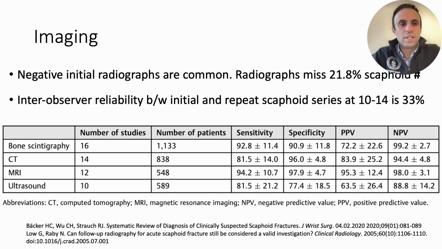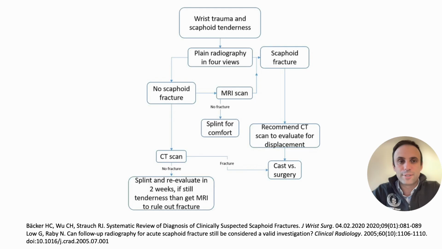And the inter-observer and intra-observer reliability between initial X-rays and those taken as a repeat scaphoid series at day 10 to 14 is only about 33%, meaning bringing a patient back for later X-rays is not a helpful test to undertake for your patients. In comparison, the most helpful tests are cross-sectional imaging, in particular CT and MRI, and in fact MRI is slightly better than CT. NICE guidelines are now moving towards including MRI scan where possible, although I recognise that's not available in all units.